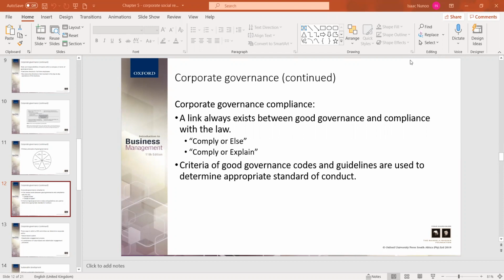If you look at the Commonwealth countries, basically they use comply or explain, where people tend to opt for the code of principles or practices. So instead of being forced to comply or else face the laws, they undertake certain compliance activity by means of a code of ethics and practice. Now, one issue in terms of the criteria of good governance: codes and guidelines are used to determine appropriate standards for conduct.